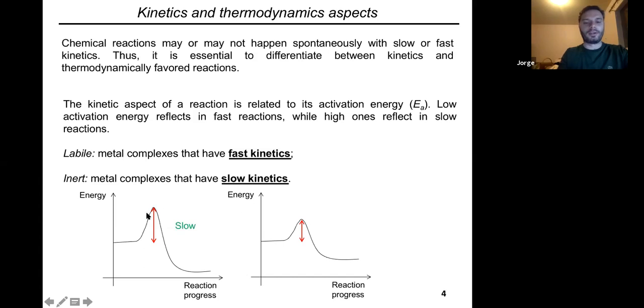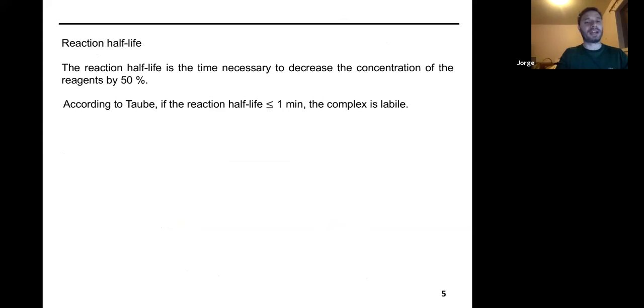Okay, this first one has high activation energy, therefore it is slow, while the second one has a small or low activation energy, therefore it is a fast reaction. The problem here is to label fast and slow. Is there any quantitative limit for a reaction to be fast or to be slow? The answer for that is yes, there is.